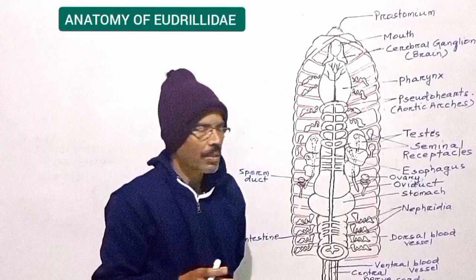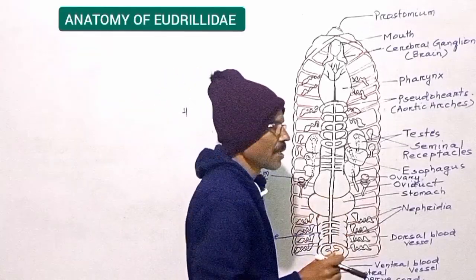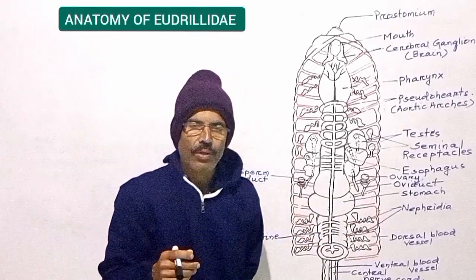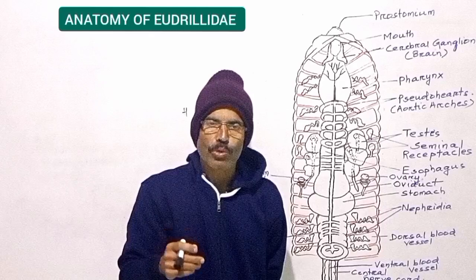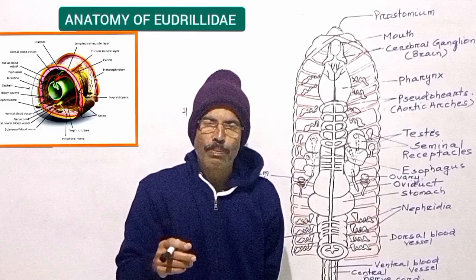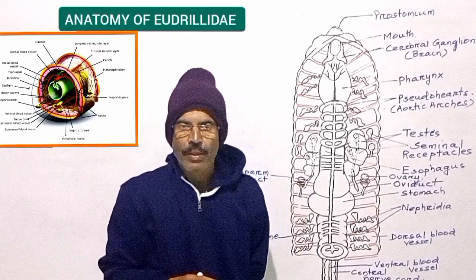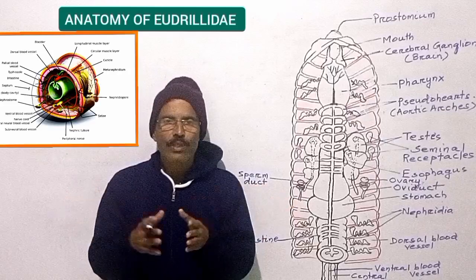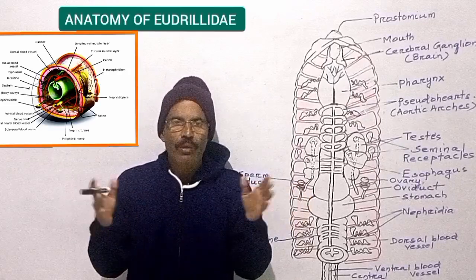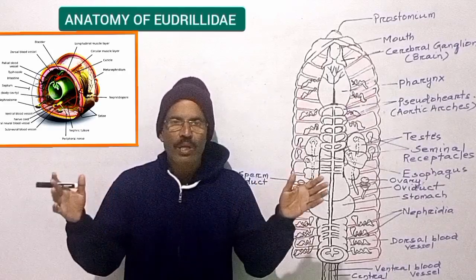In addition, small bristle-like structures called setae, which are present on most of the segments, help it grip the soil. In this family, the arrangement of setae is annular or ring-shaped.